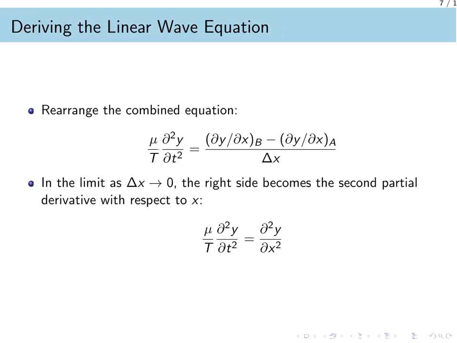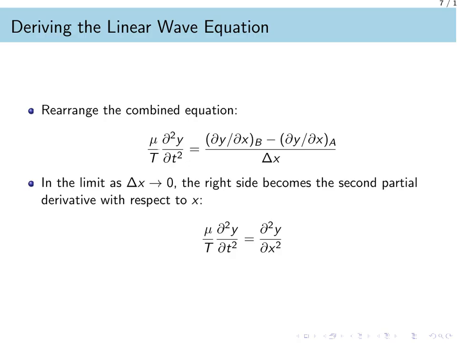To find the final form of the equation, we rearrange the terms so that the ratio of the linear mass density to the tension is on one side, multiplied by the second partial derivative of y with respect to time. This is set equal to the difference in the first partial derivatives at points B and A, divided by the change in x.